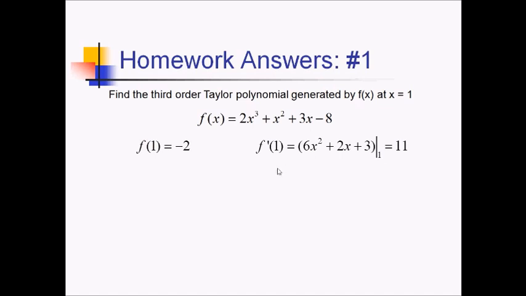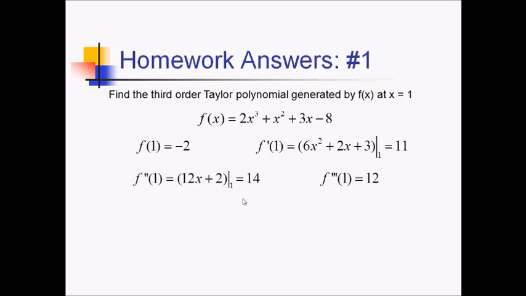Let me do the second derivative at 1 now. That's going to be 12x plus 2 evaluated at 1. So that's going to be 12 plus 2, or 14. And then finally, since I want third order, that means I need the third derivative. So that's going to be just 12. And if you plug in 1 to 12, you still get 12.